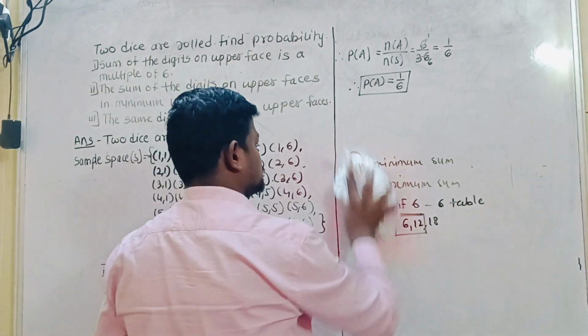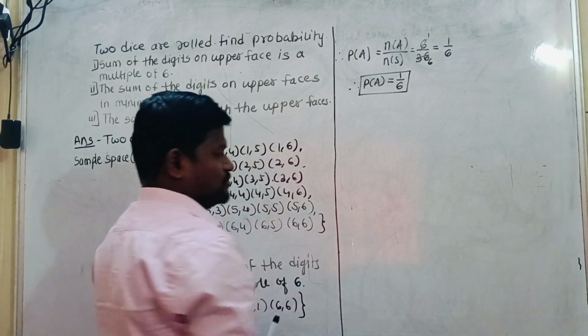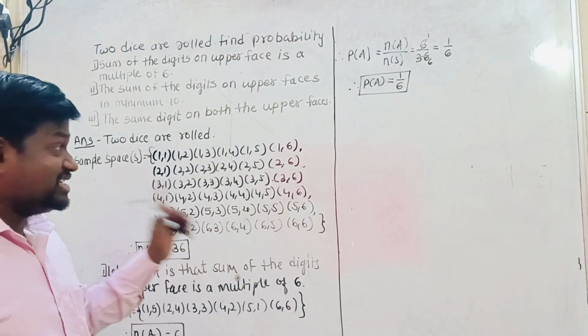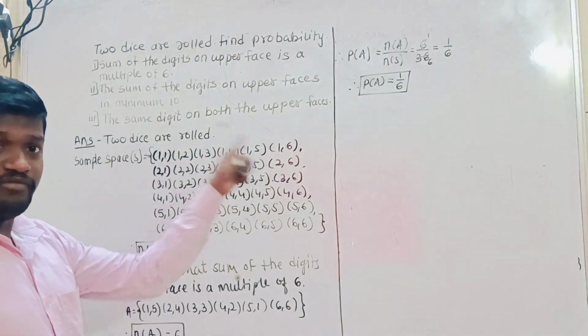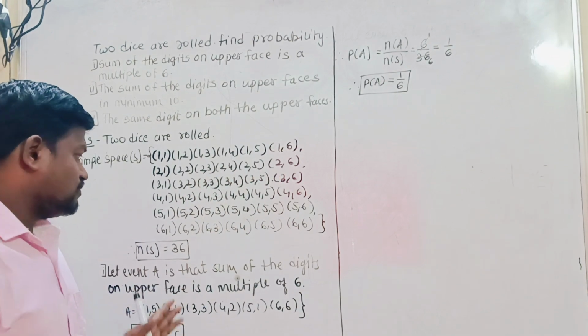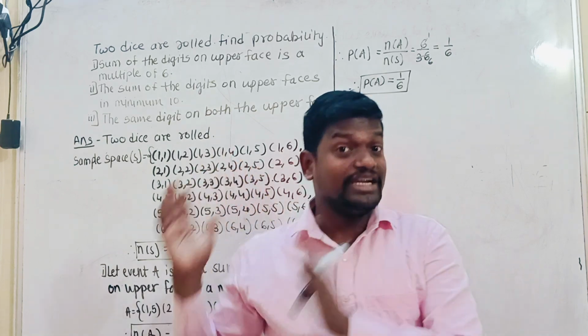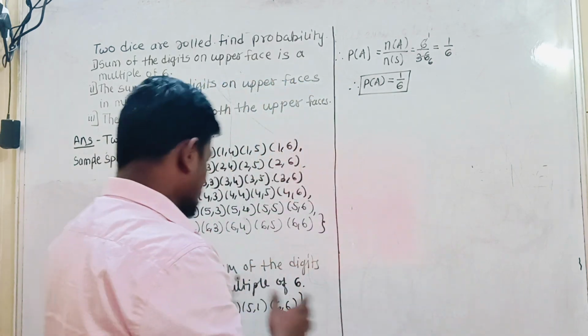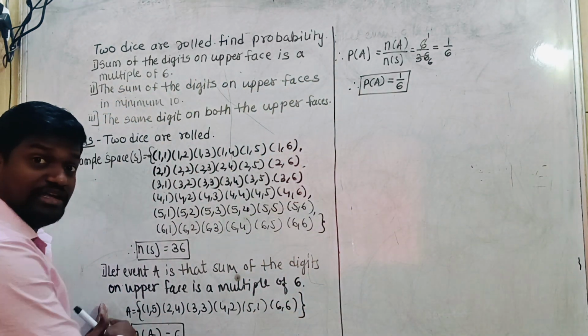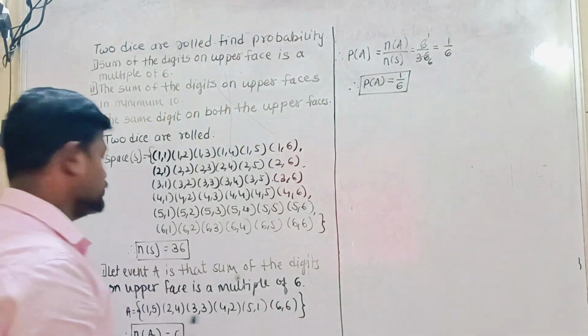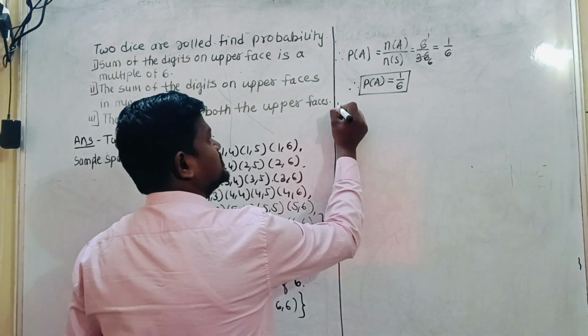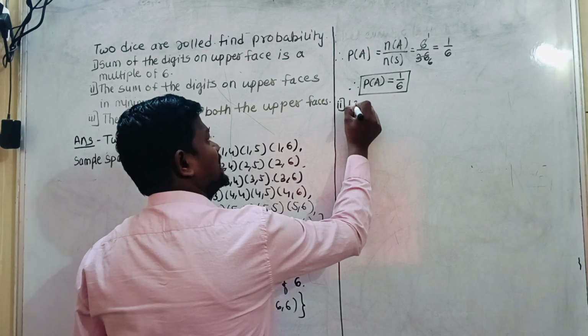Next, understood now? So you have to first check all sums one by one and check out when it comes to 6 table, if it occurs. So this is what we write down in our event. Okay. So next event, number 2nd.